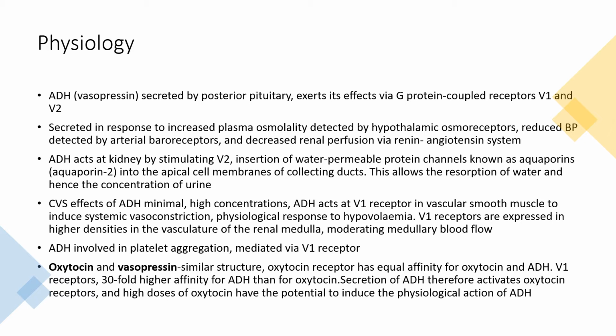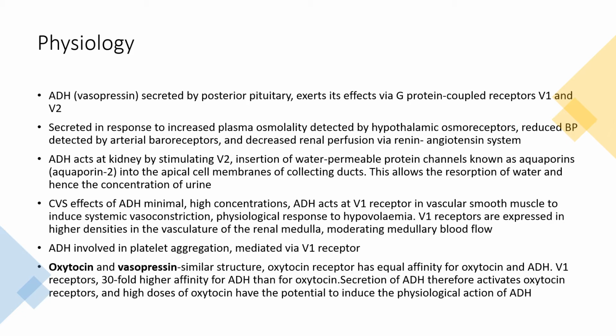The cardiovascular effects of ADH are minimal. However, in high concentrations, ADH acts at the V1 receptor in the vascular smooth muscle to induce systemic vasoconstriction, a physiological response to hypovolemia. V1 receptors are expressed in high densities in the vasculature of the renal medulla, moderating medullary blood flow. ADH is also involved in platelet aggregation mediated via the V1 receptor.